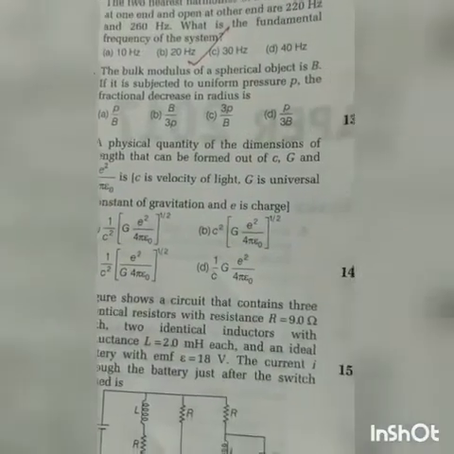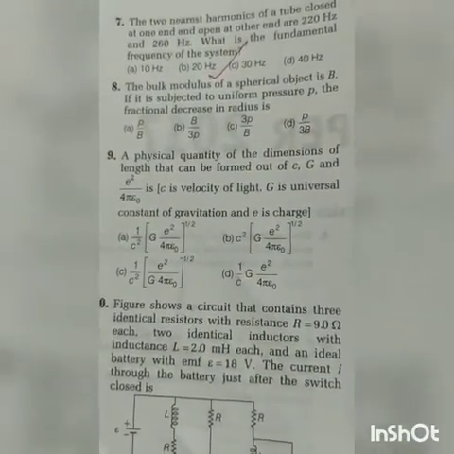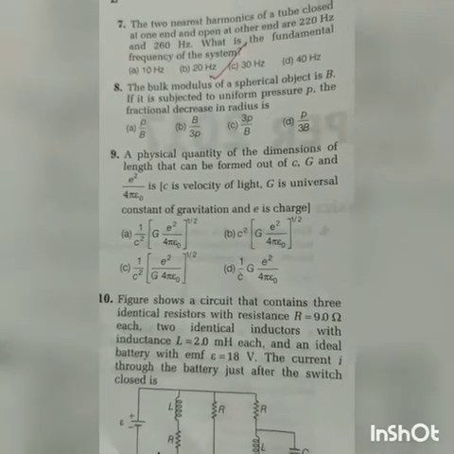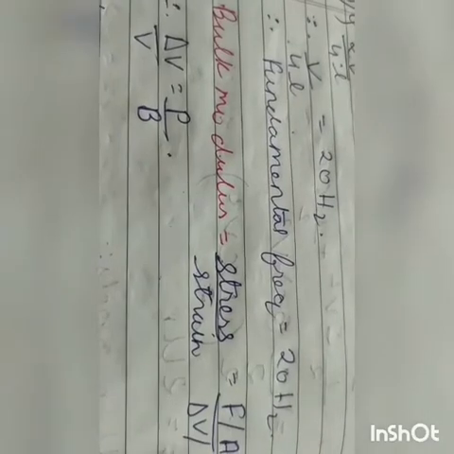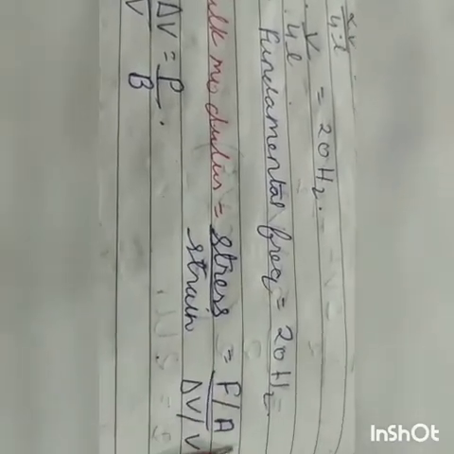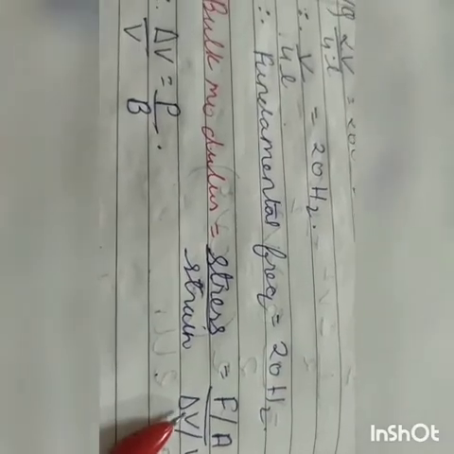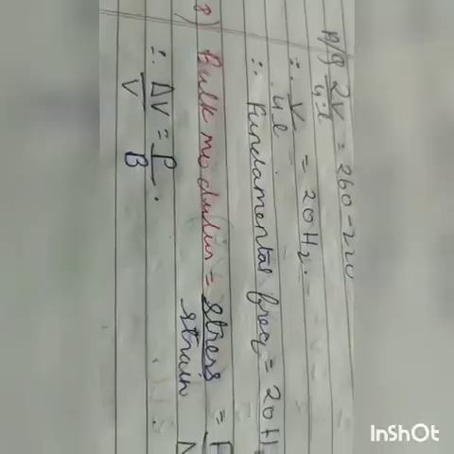Now question number 8. The bulk modulus of a spherical object is B. If it is subjected to uniform pressure P, the fractional decrease in radius is. So here we know that bulk modulus is stress by strain, and stress is force per unit area, that is pressure also, and strain is change in volume, delta V by V. So delta V by V is equal to P by B.